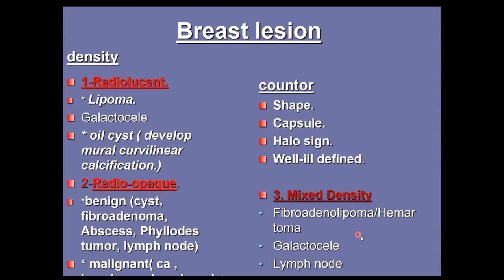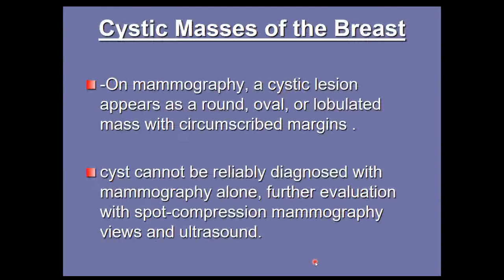Then there are some mixed density masses, such as fibroadenolipoma, also called hamartoma, or hematoma. Some areas may appear radiolucent, and some areas may appear radiopaque. On mammography it appears as a round, oval, or lobulated mass with circumscribed margins.